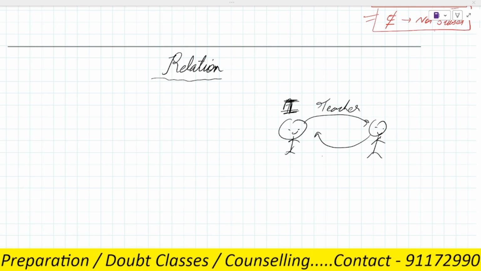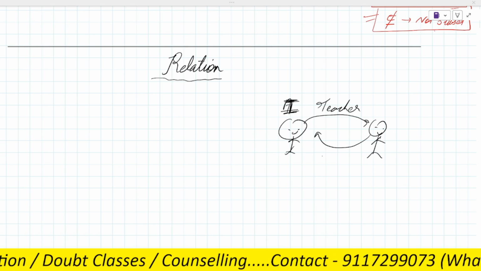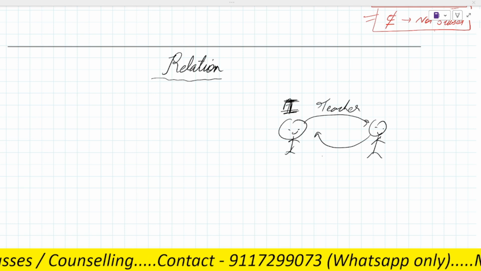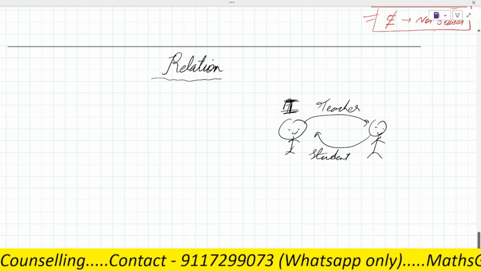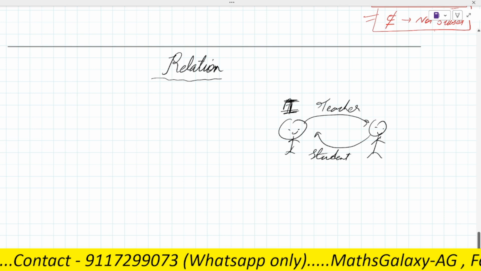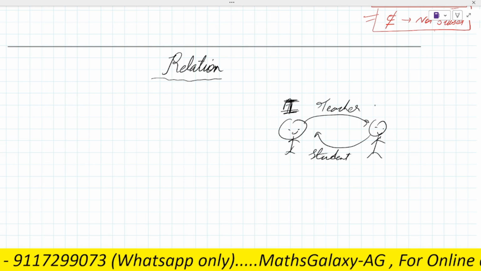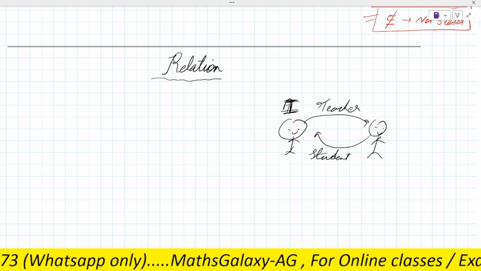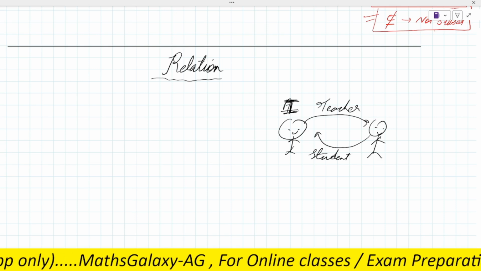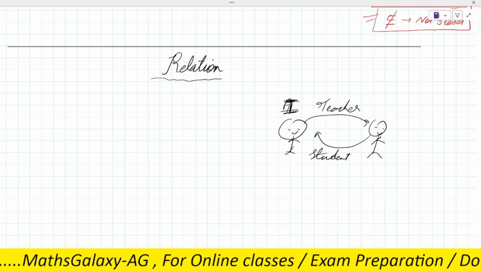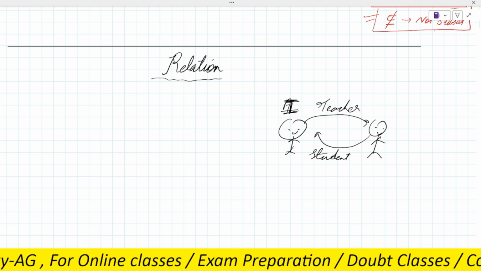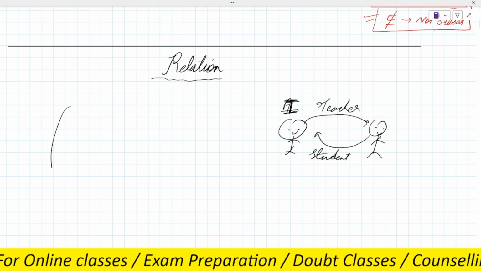From my side, I am your teacher, right? And you are my student. Yes, है ना? So as you can see here, the relation is from both sides. I am belonging with you in some way, and you are belonging with me in some way, right? है ना?